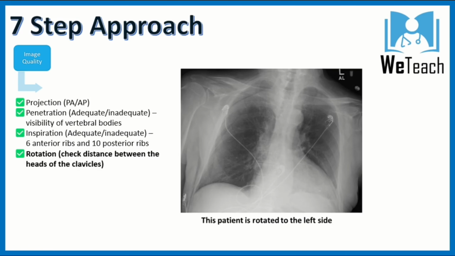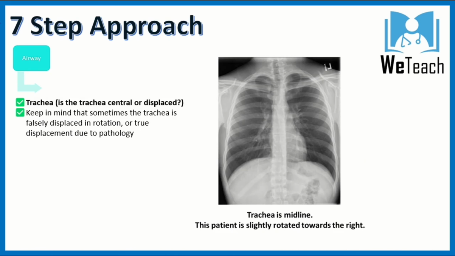To check if the X-ray is rotated, we will have to see the distance between the heads of the clavicles. This patient is rotated to the left side. We will then move on to the airway aspect of the 7-step approach. We will have to see if the trachea is central or displaced. And we will also have to keep in mind that sometimes the trachea is falsely displaced when it's rotated, or if there's true displacement due to pathology.